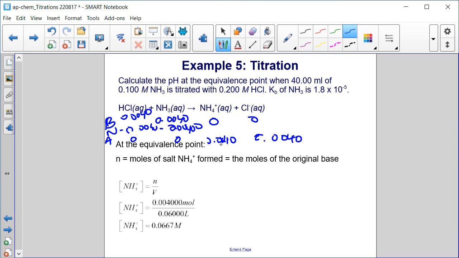And the moles of ammonium produced are equal to the moles of ammonia consumed or neutralized by the hydrochloric acid. And the concentration of that ammonium will be the moles over the total volume. So this is the 40 milliliters that we started with in the flask plus the 20 milliliters that we add to the flask. So we get a concentration of the ammonium ion after the neutralization of 0.667 molar.